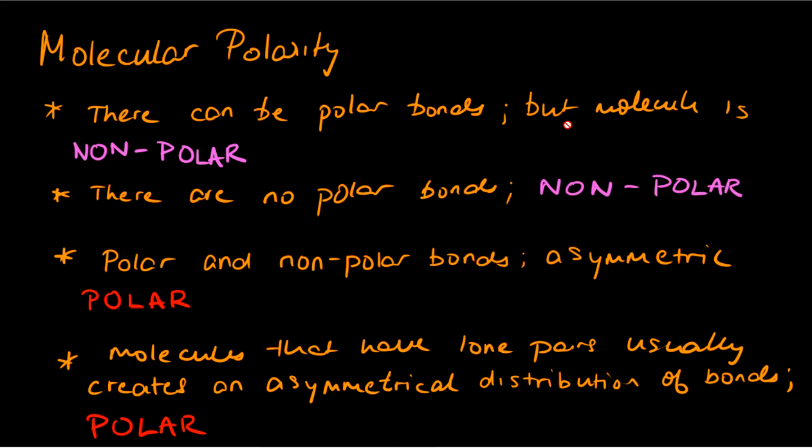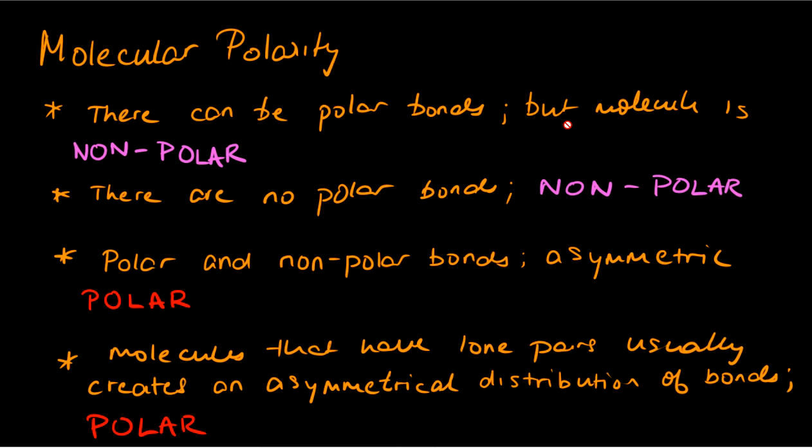To find if a molecule is polar or nonpolar, you have to find the polarity of its bonds. There can be a molecule that has all polar bonds, but the molecule is nonpolar, and we'll talk about this later on. And obviously you can have a molecule that has no polar bonds, or all nonpolar bonds, and therefore it's nonpolar.